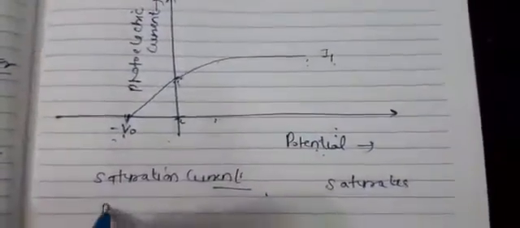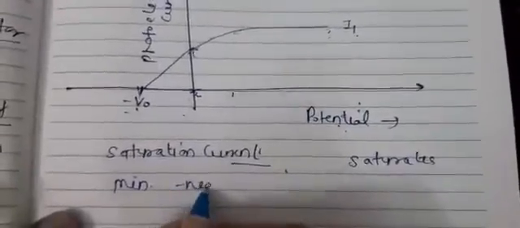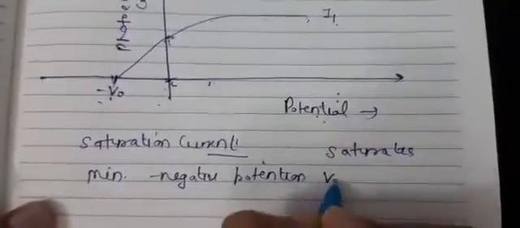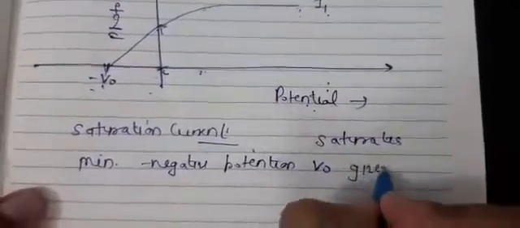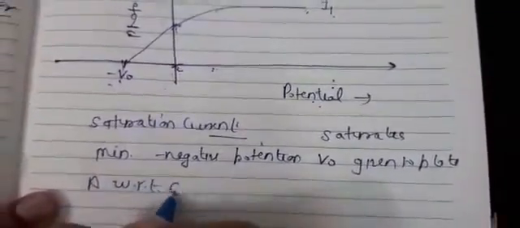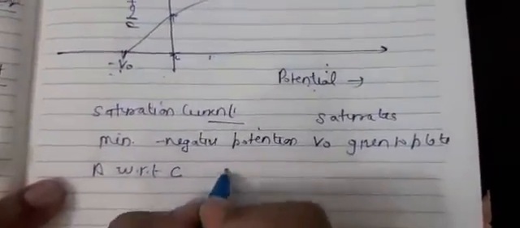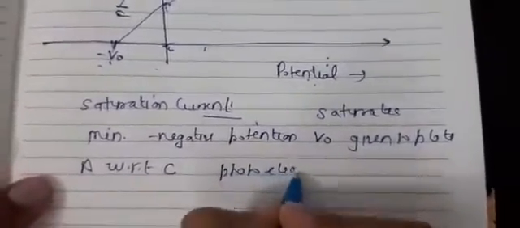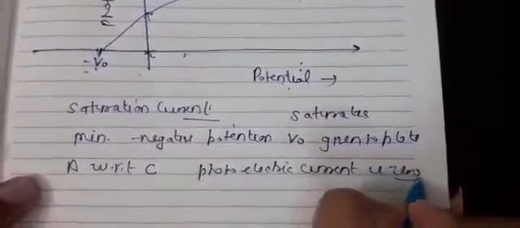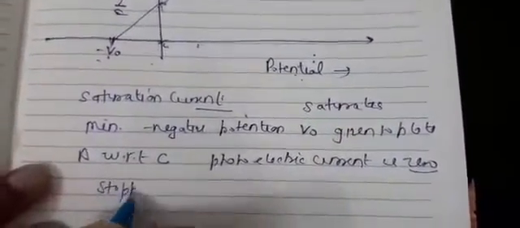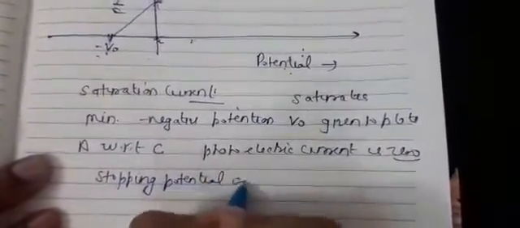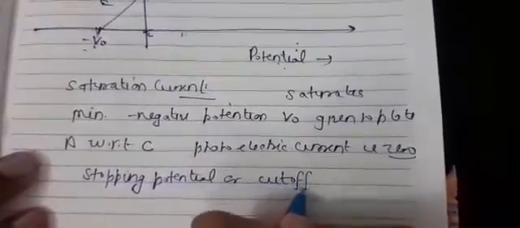So the minimum negative potential that I have denoted by V naught, this given to plate A with respect to C, at which photoelectric current become zero. This is called stopping potential. Or isko another name dete hain, cut off potential.